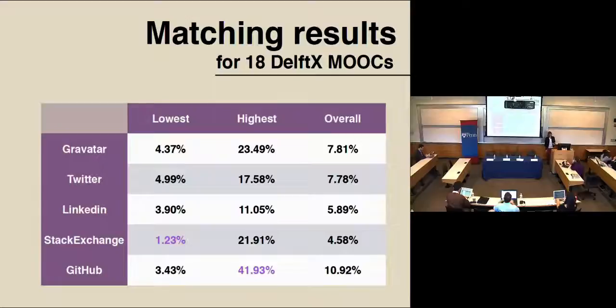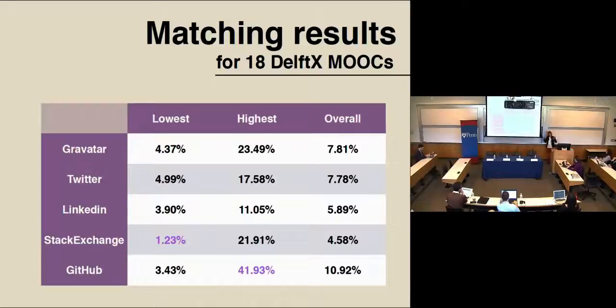And here's what we found. So what we did is we took 18 Delft MOOCs, mainly engineering topics, and we just tried to find the learners in these MOOCs on these different platforms. And here you can see that, for instance, for GitHub, in one MOOC that was the worst in that respect, we only found 3% of learners on GitHub. But there was also a functional programming MOOC where we nearly found half of all the people that we have in our MOOC on GitHub.